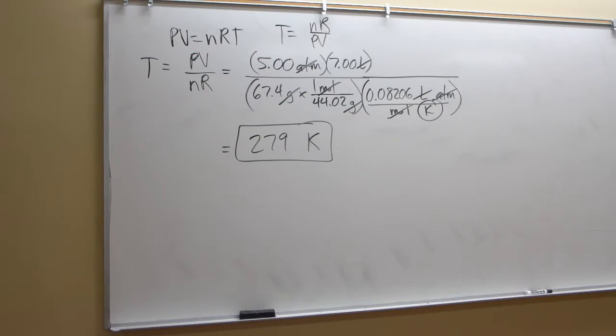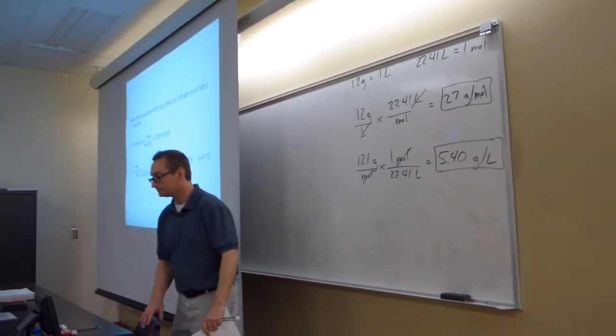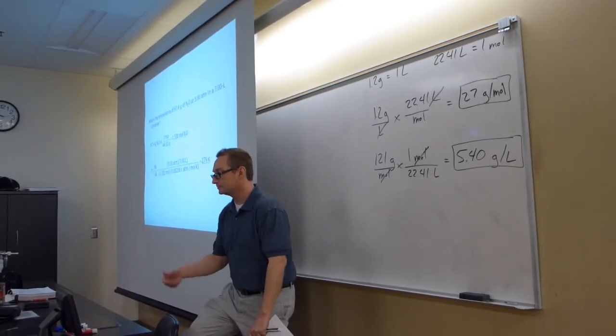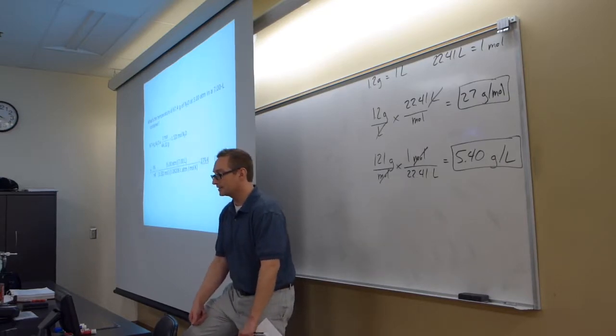All right, pretty easy. Not too bad. Why is the answer 3 sig figs? Well, because 67.4 had 3 sig figs in it, and all the others had 3 sig figs.